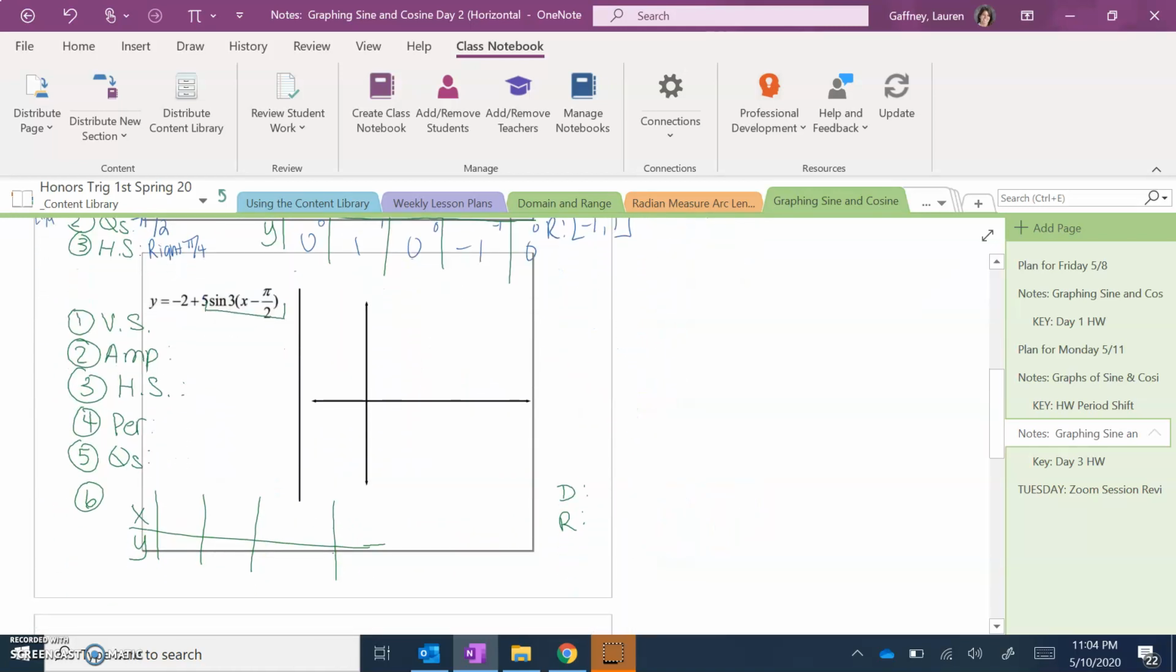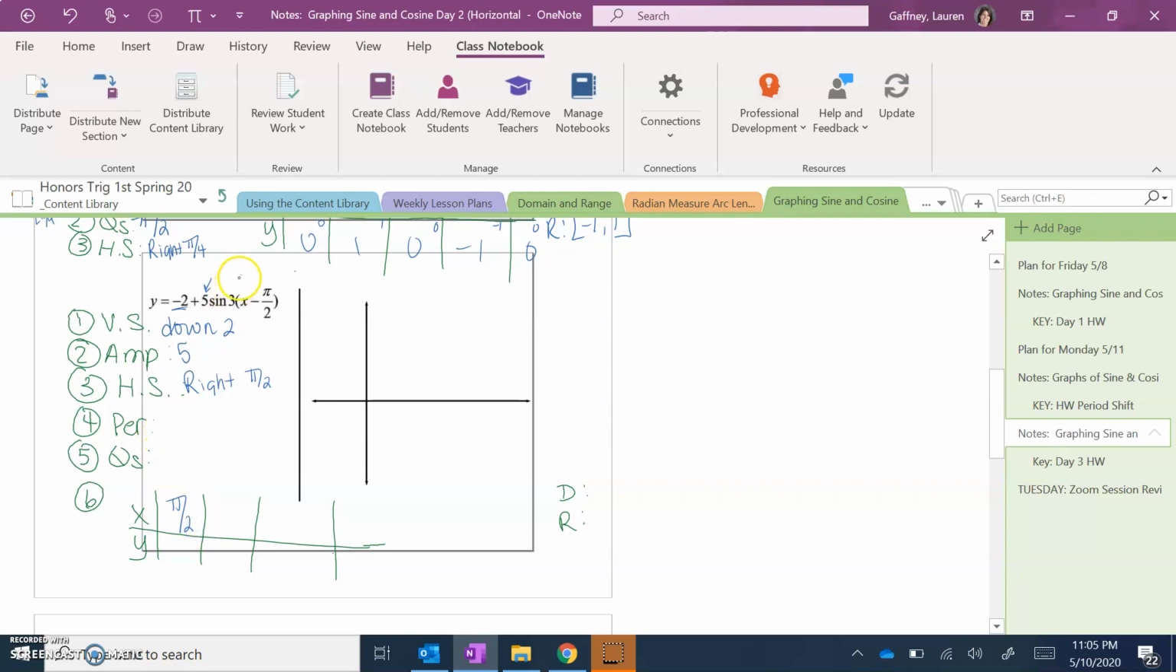So this now has a lot more going on. Let's go through it. My vertical shift is down 2 because of this negative 2. My amplitude is 5 because of this value right here. My horizontal shift is this. It's a minus pi over 2 inside, so that would be right pi over 2. That's actually where this is going to start. I'm going to fill that in there right now.